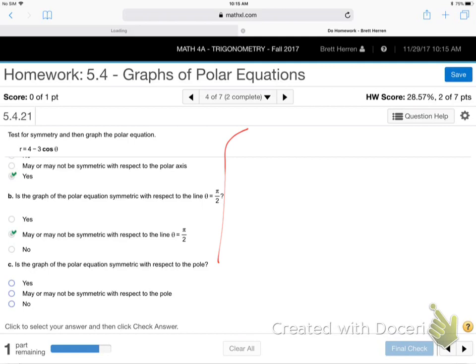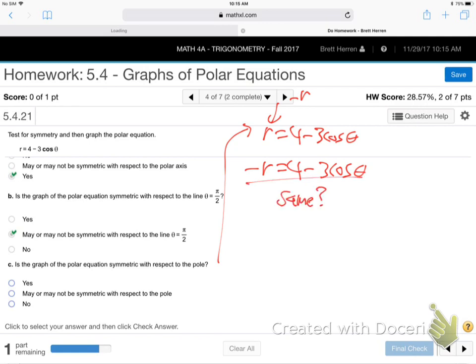So with the origin, we plug in negative R. You backfire. There's nothing to simplify. Is it the same? Are those the twins? No. So again, it may or may not be, as you said.